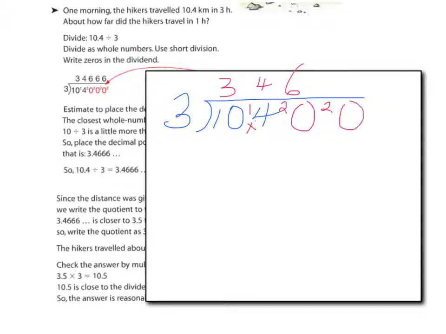Again, I'm going to have to add a 0 because I'm not quite done yet. 3 times what is close to 20? Well, again, 3 times 6 is close to 20. 3 times 6 is 18. 20 minus 18 is 2. Again, I add another 0. I'm starting to see a pattern here. 3 times what is close to 20? Again, 3 times 6 is 18. 20 minus 18 is 2.